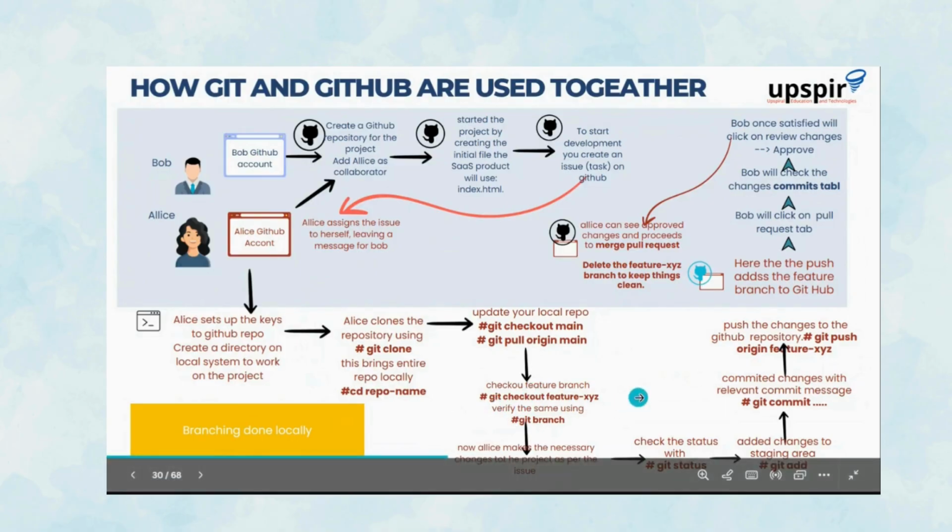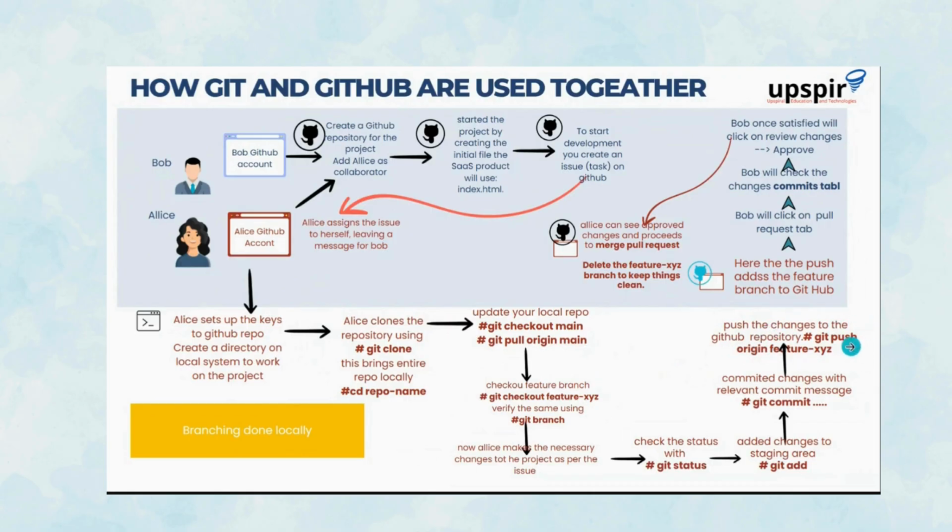Now they will not fork a branch over here. They will simply create a feature branch locally. So they will use git checkout with the feature branch, then make the changes, add things, commit things. And when they push, they will push with the command git push origin and the feature branch. Where will this go? This will go to your feature branch on GitHub.